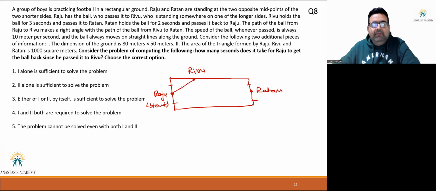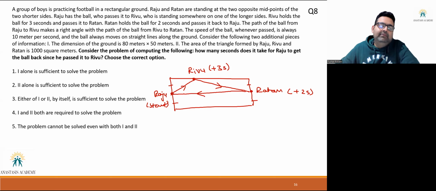So if from here the ball is kicked here, and he holds it for 3 seconds. So he'll keep the ball with him for 3 seconds, and then he will pass it to Ratan. And Ratan will hold it for another 2 seconds and then pass it back to Raju. So this is the game, right? They're playing pass. Raju kicks it to Rivu. He holds it for 3 seconds, then he passes to Ratan, holds it for 2 seconds, kicks it back to Raju. Speed of the ball is always 10 meter per second.